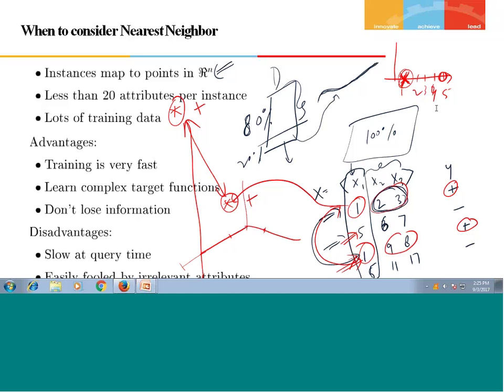Okay, so what is the question here? Sir, if there are a million points and a new point comes in, do we have to check the distance from all million points? Yes, sir. That's why I am saying that it is very slow at query point.